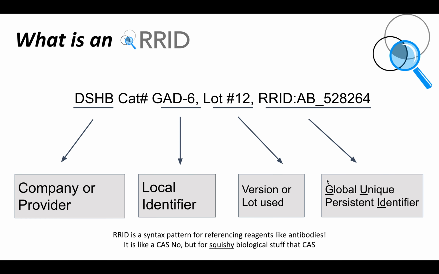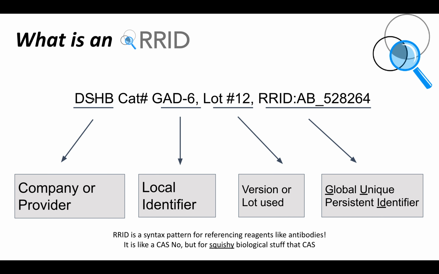So looking at what an RRID is, it is essentially a syntax pattern for referencing reagents, things like antibodies. It's a lot like a CAS number, but it is certainly for a lot more of the squishy biological stuff that CAS doesn't really cover. And it's somewhat similar to the IGSN.